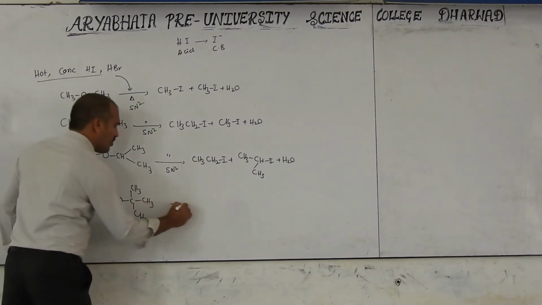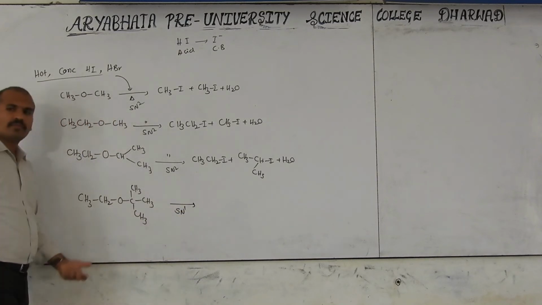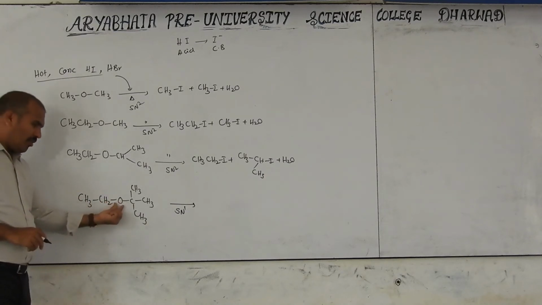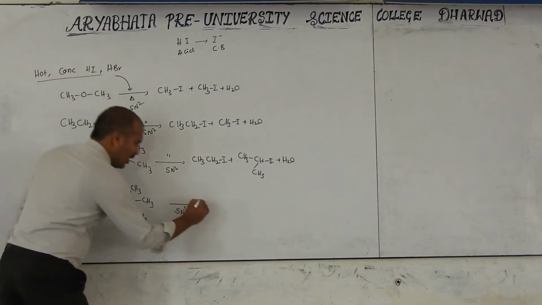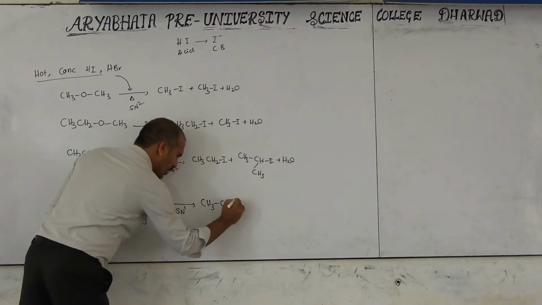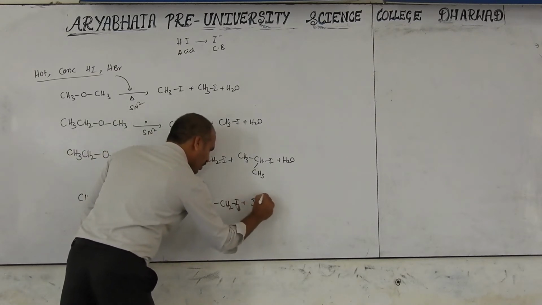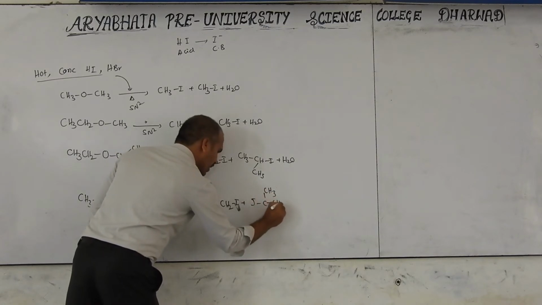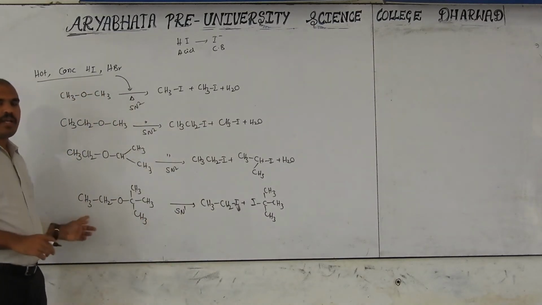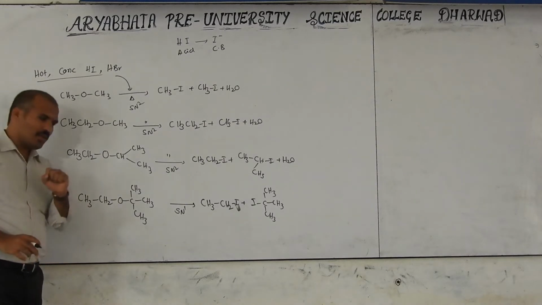And when any one of the groups is tertiary, that will undergo which type of reaction? SN1, SN1. Now the condition. Anyway, this is the excess condition. What happens? CH3, CH2, O, I, and CH3, CH3, CH3. Because it is an excess condition, I should be added on both sides. But I will take one exception here, otherwise you will get confused.